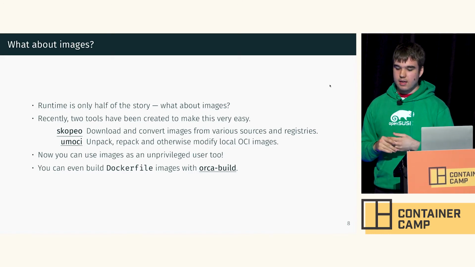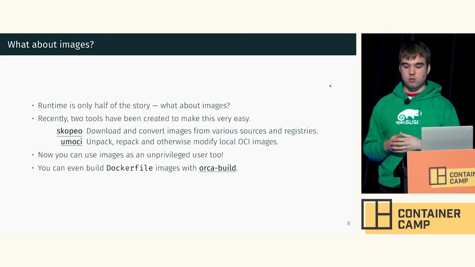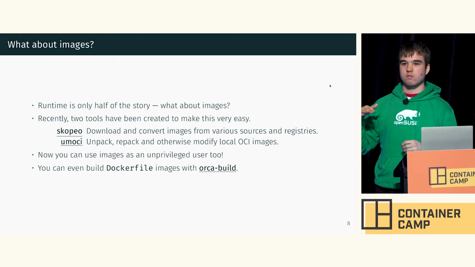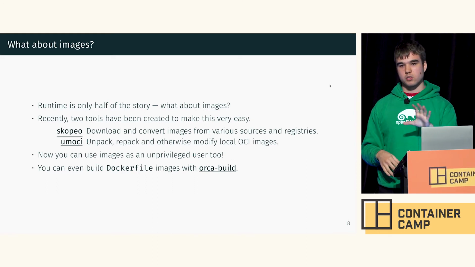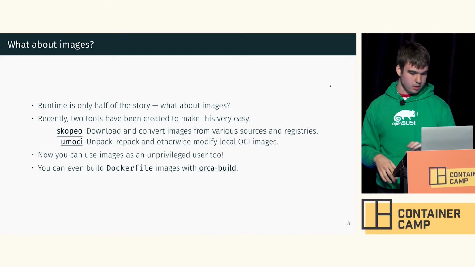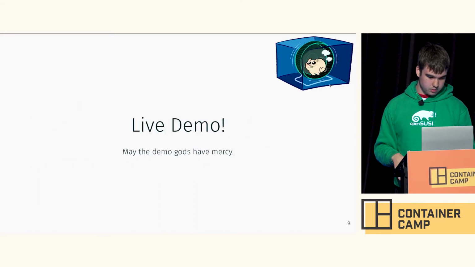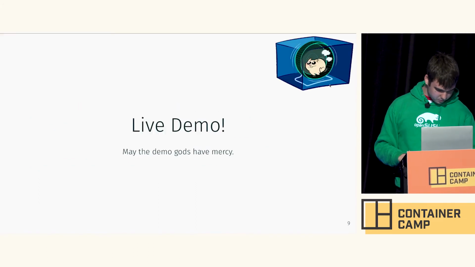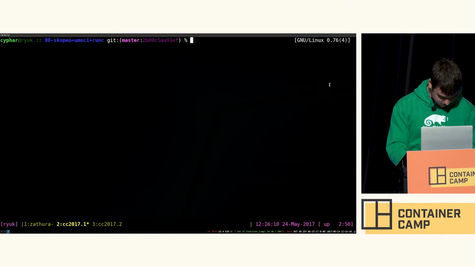Images are basically done. I actually even made a proof of concept called orca-build, which allows you to build a Dockerfile without root. So you can build a Dockerfile using just runC, skopeo, and umoci, which I will now give you a live demo of. So, all right, here we go.